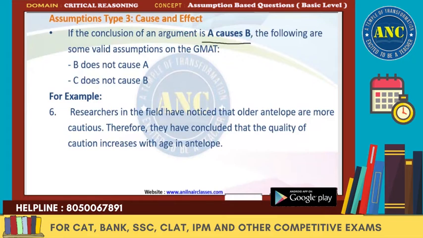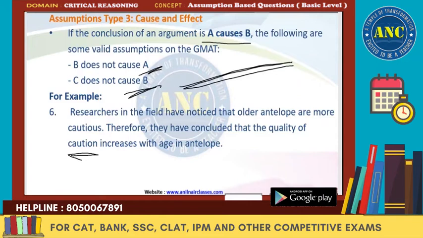So, according to the previous analysis, A causes B. Here that means age results in caution. So, as per the first possible answer, what can the assumption be? According to B does not cause A. That means increased caution does not enable antelope to live longer.